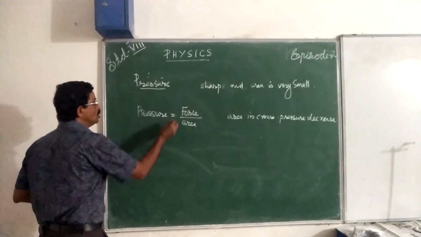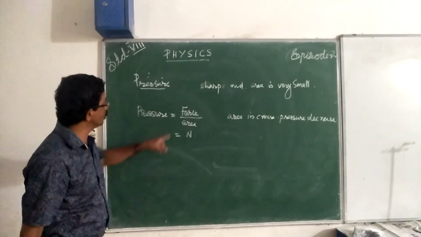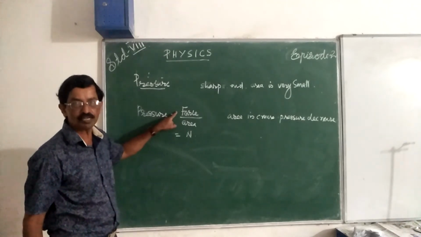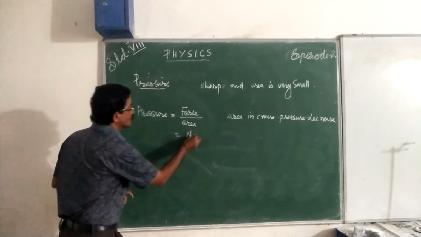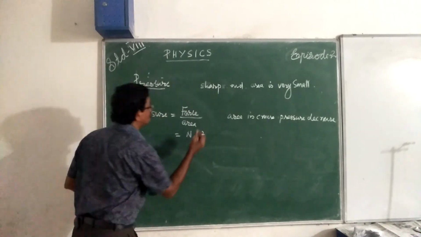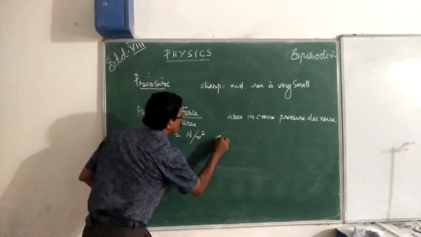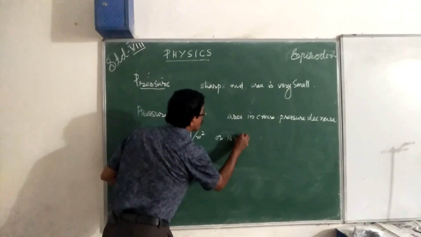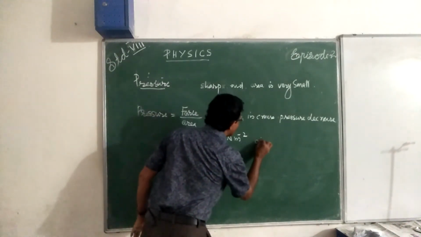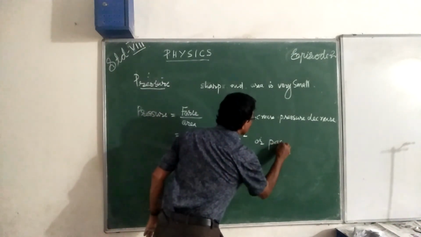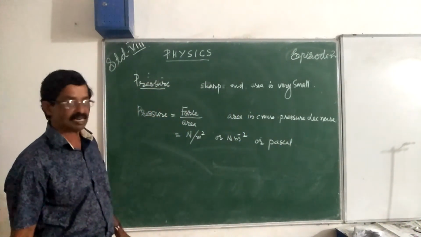Now once again, what is pressure? Pressure is the force acting over a unit area. You know, the unit of force is Newton, and the unit of area is meter square. So its unit is Newton per meter square, or we can write N m raised to minus 2. This Newton per meter square we say as Pascal. Newton per meter square is called Pascal.